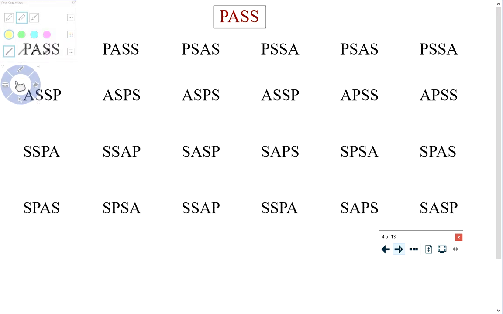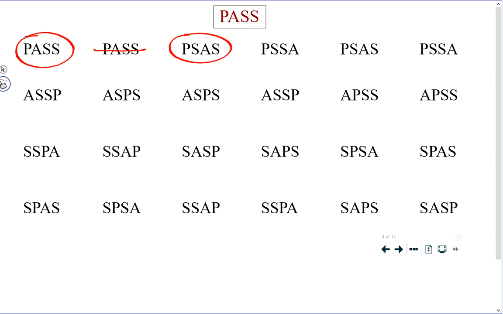So how many different arrangements am I getting here? Well, I have pass, so I don't include this pass. I have PSAS, I have PSSA, I've already counted PSAS, I've already counted PSSA. I have ASSP, I have ASPS, so I already have ASPS, I don't include that one. I already have ASSP, I don't include that one. This is a tedious process. And we're going to come up with a rule which will be more helpful.